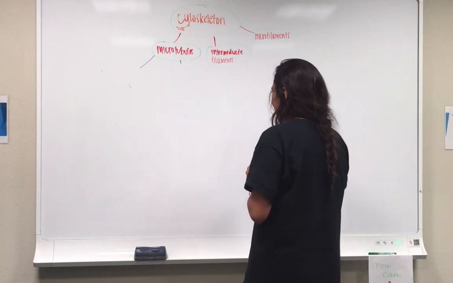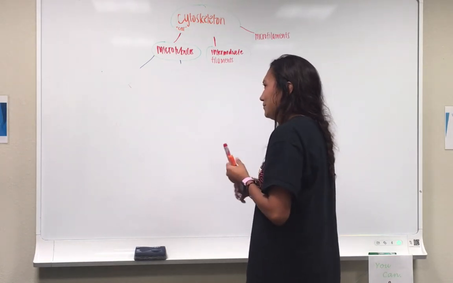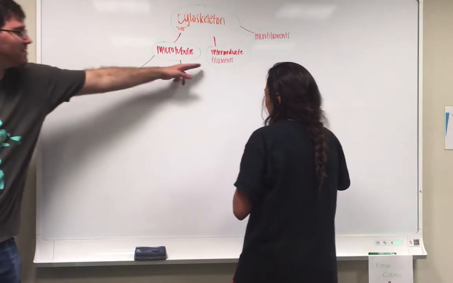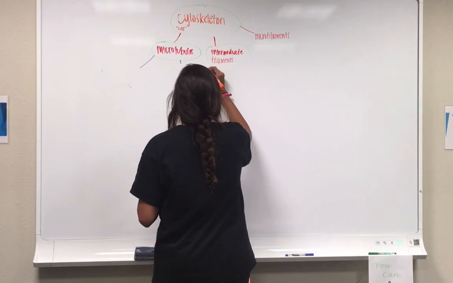I'll give you a hint. Your hair. Oh, keratin. Good, keratin. So intermediate filaments are made up of the protein keratin.